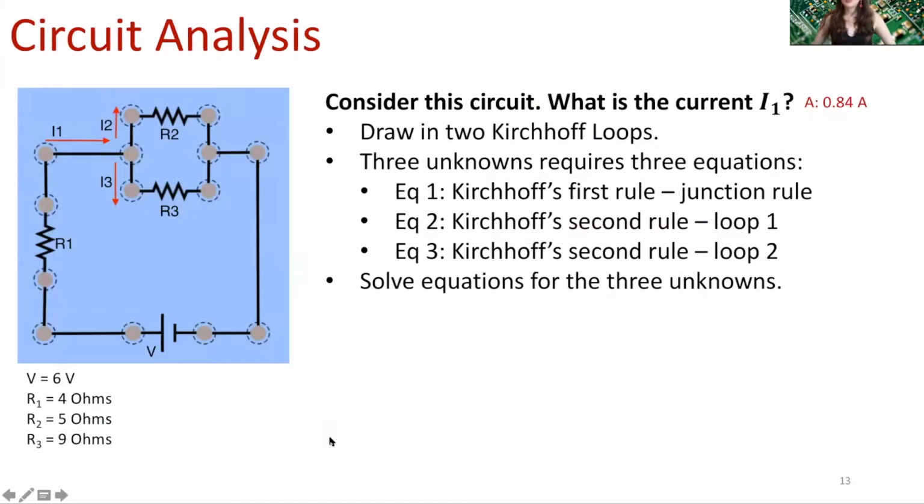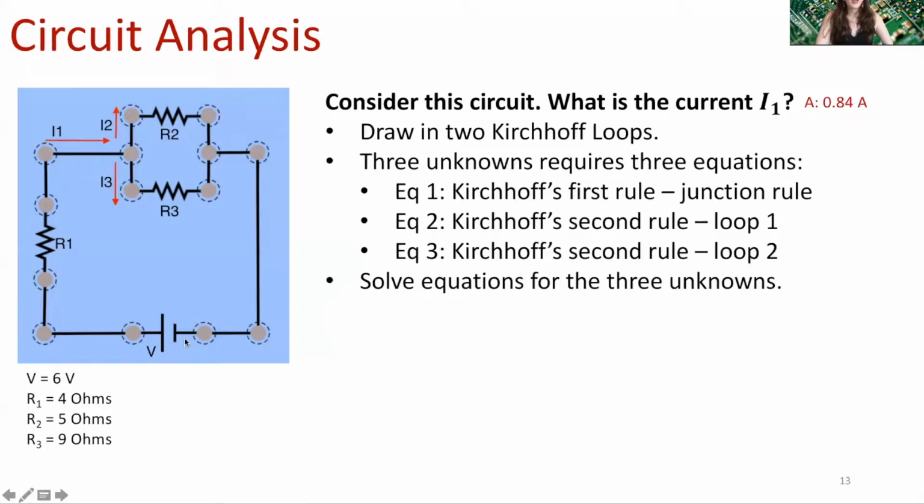Okay, so we're going to use Kirchhoff's two rules, the junction rule and the loop rule, in order to solve the next two problems. And so I'm going to consider this circuit right here, and we're going to find the current I1.